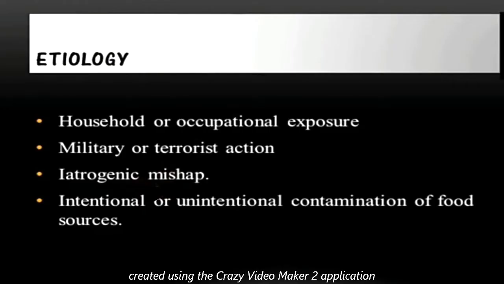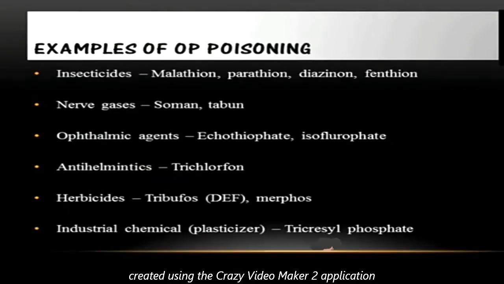So how do we get this organophosphorus poisoning? It can be through occupational exposure, meaning farmers working in the fields can get exposed to it. Secondly, it can be used in a terrorist attack or a military attack. Third, there can be an iatrogenic cause. Accidentally the bottles might get opened, or there might be accidental exposure, or it can also be through contamination of food. Some examples of organophosphorus poisonings are insecticides, malathion, parathion.